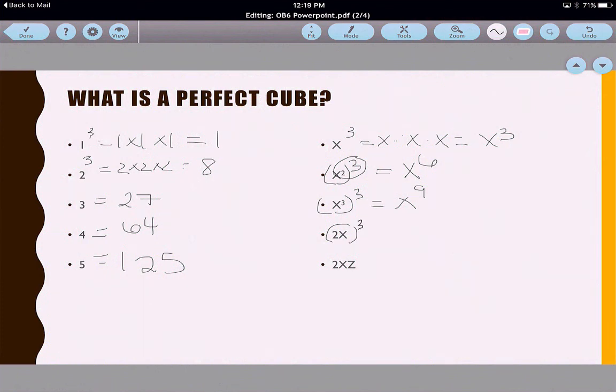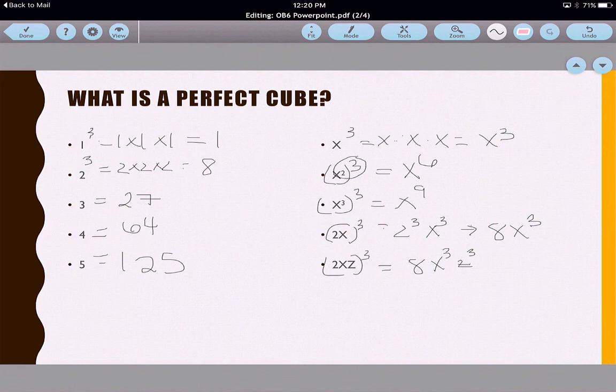And when we do 2x cubed, we want to make sure we're distributing our cube to all the terms. So we're going to get 8x cubed. And the same thing, if we have multiple variables, that would give us 8x cubed y cubed z cubed. Just make sure it looks like a cube. All right, so the more familiar you are with these, the easier they're going to be.